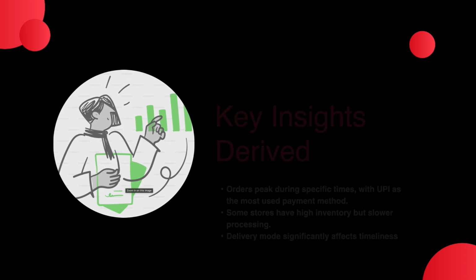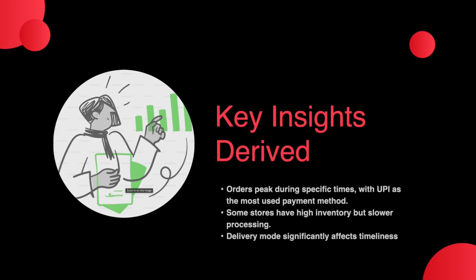The dashboard revealed several powerful insights. For example, bicycle deliveries performed well in short range areas but showed higher delay in bad weather. Stores with the highest inventory didn't always have the fastest processing time, pointing to operational inefficiencies. I also observed that UPI was the most preferred payment method, and traffic combined with weather conditions had a direct impact on actual delivery time. These insights can help businesses plan delivery strategies more intelligently.